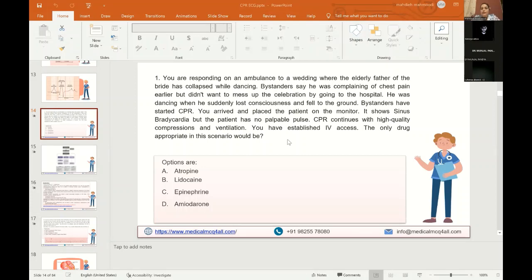You arrive and place the patient on the monitor. It shows sinus bradycardia, but the patient has no palpable pulse. CPR continues with high quality compressions and ventilation. You have established IV access. The only drug appropriate in this scenario would be: A, atropine; B, lidocaine; C, epinephrine; and D, amiodarone. 10 seconds, everyone, to think and give the answer.